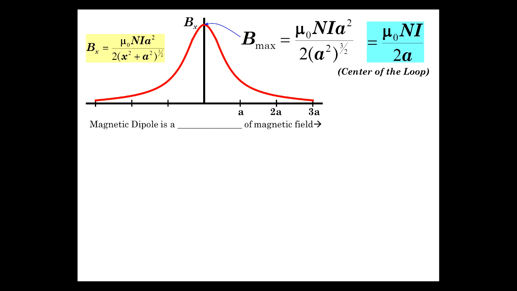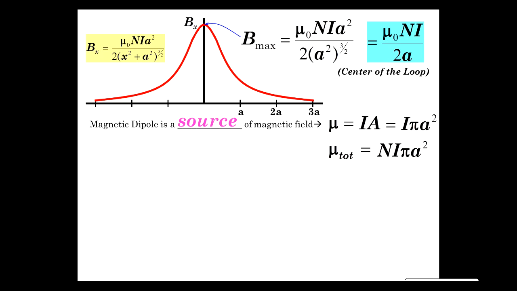This is a magnetic dipole. We have a loop, and in the x direction, we have an intensity of magnetic field that trails off like this. It acts like a tiny little bar magnet. The magnetic dipole then we can consider a source of magnetic field, very common. Remember mu, the magnetic dipole moment, not the permeability mu 0, but mu is I A, and that's I pi a squared. So mu total, multiplying by N, the number of loops, we get this.